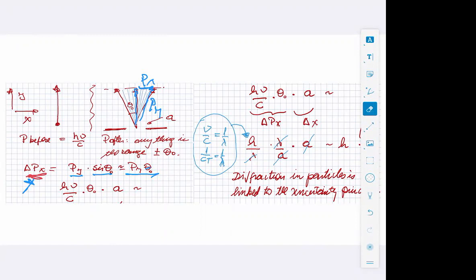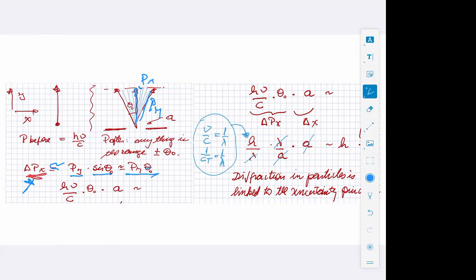So delta px, the magnitude of the momentum in the x direction for theta equals theta naught, is essentially the momentum py times theta naught. That's an approximation. So this should read like an approximation. Okay, should read something like that. So I replace everything here. So h nu divided by c, this is the momentum in the y direction. Sine theta is equal to theta times a.